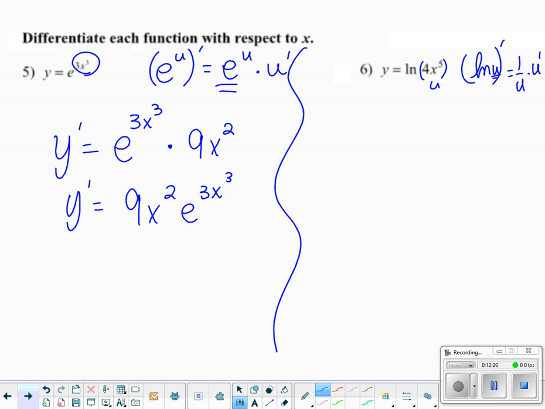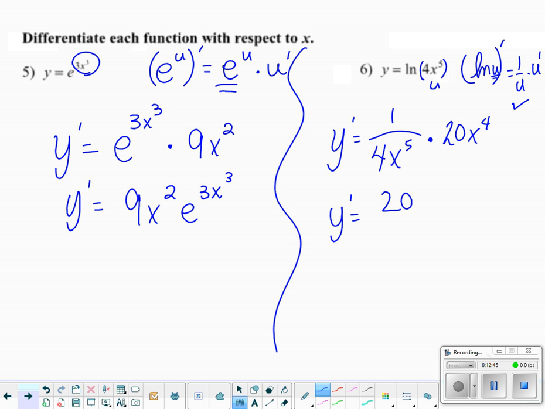Here is our u portion. U is really the 4x to the 5th. So y prime equals 1 over 4x to the 5th. That was the 1 over u part. Chain on, take the derivative of the inside, so I'll get 20x to the 4th.